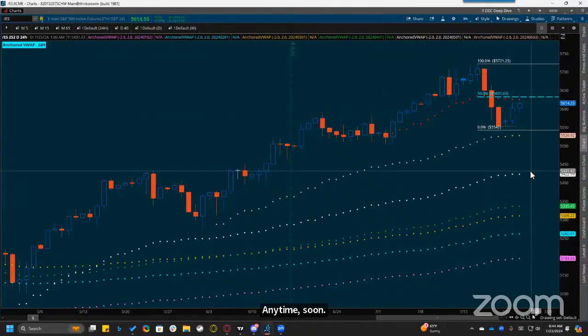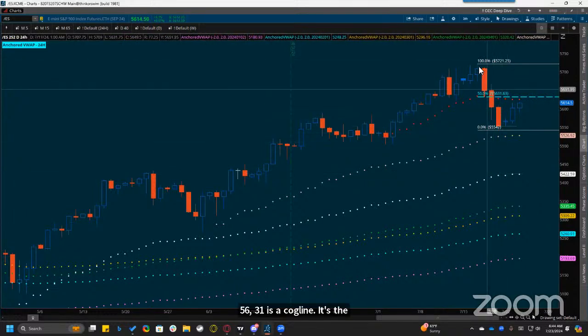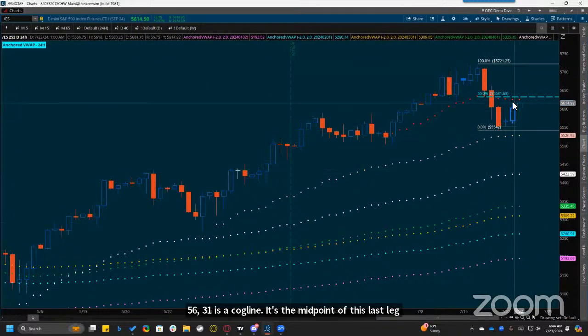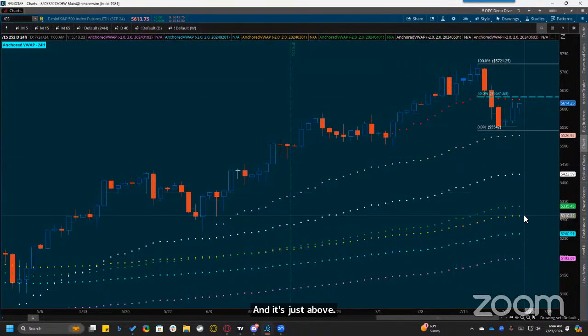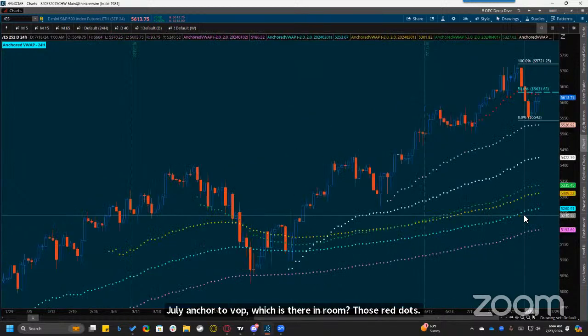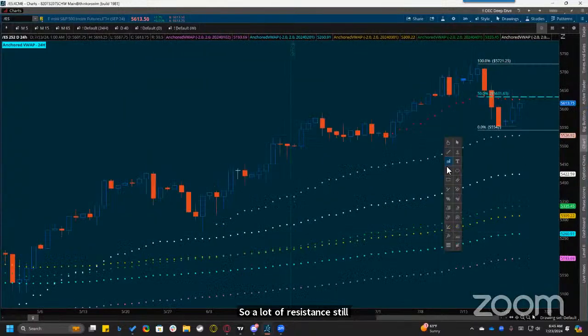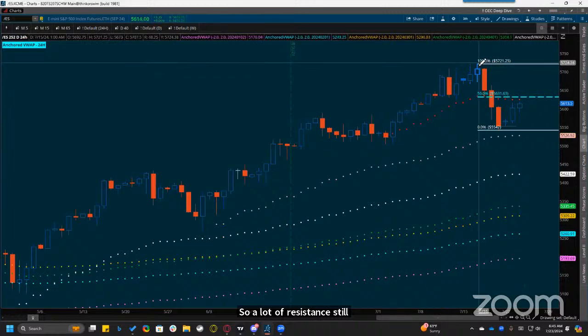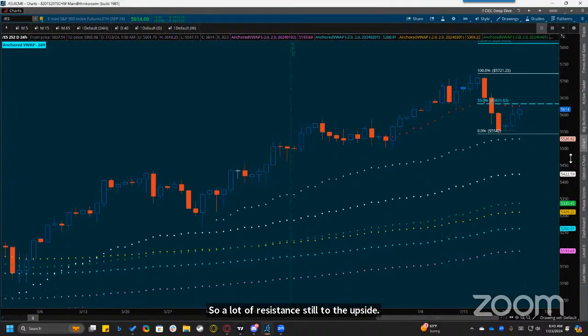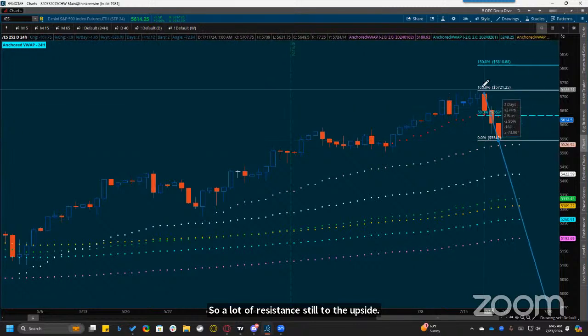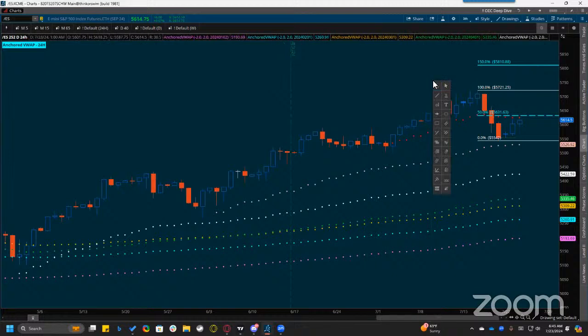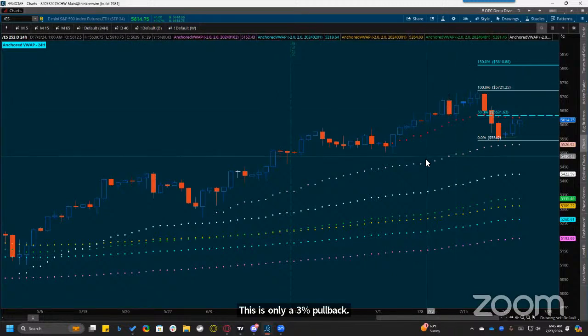$56.31 is a cog line. It's the midpoint of this last leg, and it's just above the July anchored VWAP, which is there in those red dots. So a lot of resistance still to the upside. This is only a 3% pullback. So this isn't the 6 to 7% one that we're looking for.